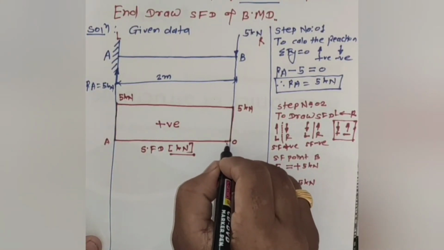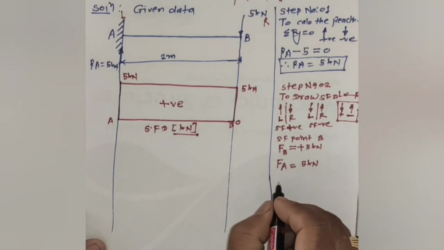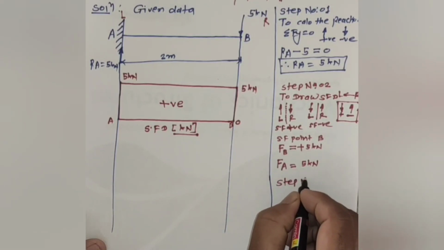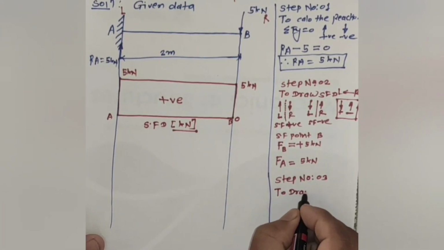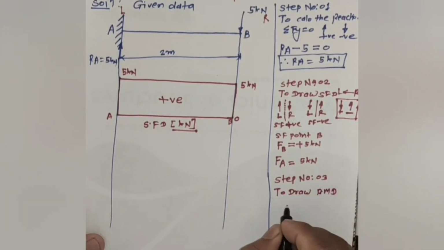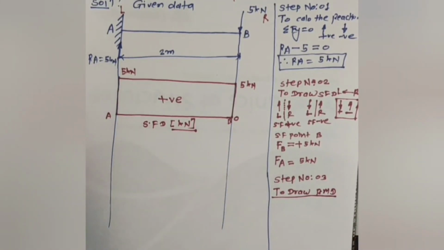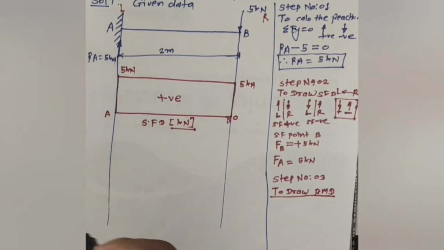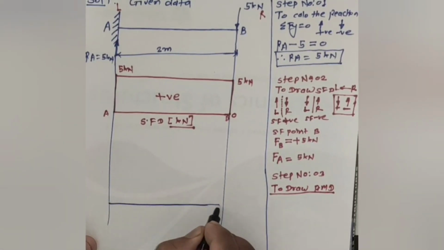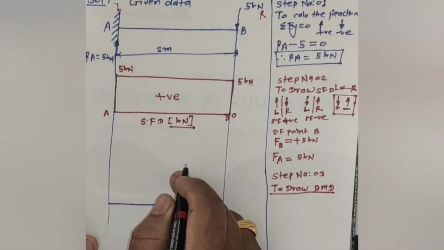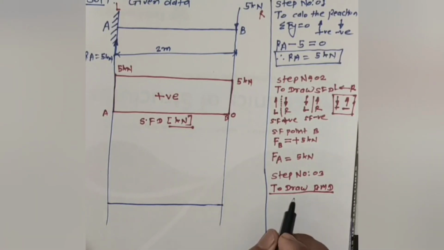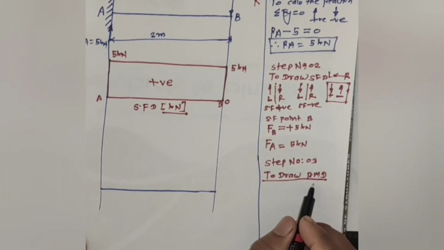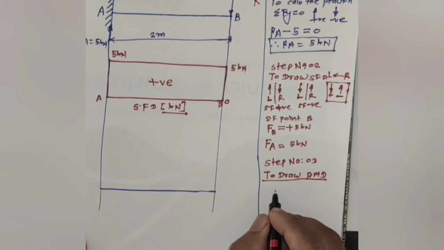Then next, step number 3, to draw BMD, the bending moment diagram. For that, same, you have to draw the baseline. Above the baseline, take it positive bending moment. Below the baseline, you have to consider the negative bending moments. Before drawing the bending moment diagram, you have to consider sign conventions.